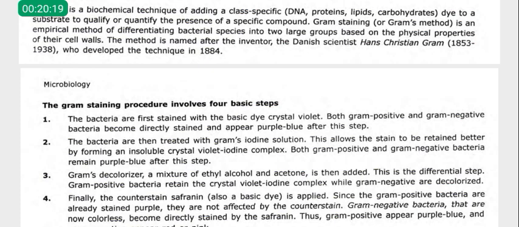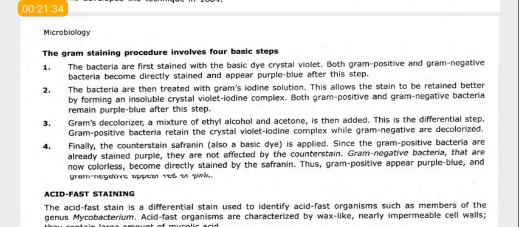Gram's decolorizer, a mixture of ethyl alcohol and acetone, is then added. This is the differential step. Gram-positive bacteria retain the crystal violet iodine complex, while gram-negative bacteria are decolorized. So Gram's iodine solution is applied first, and after that Gram's decolorizer is added, which removes the color in the case of gram-negative bacteria.